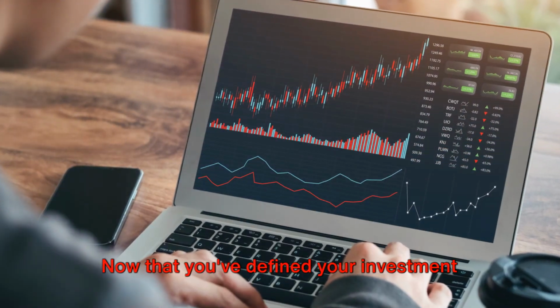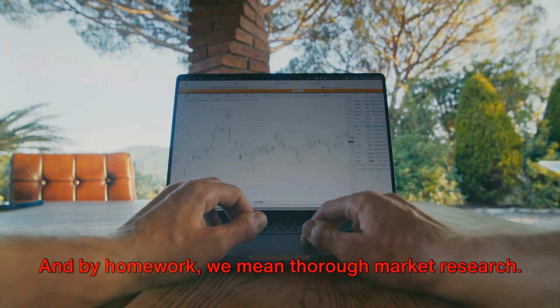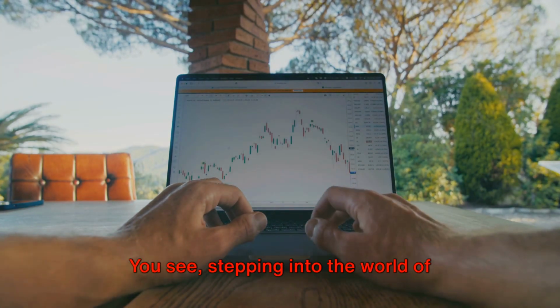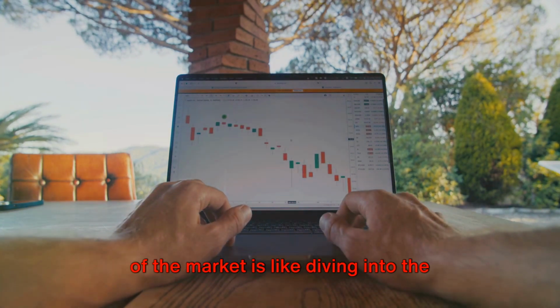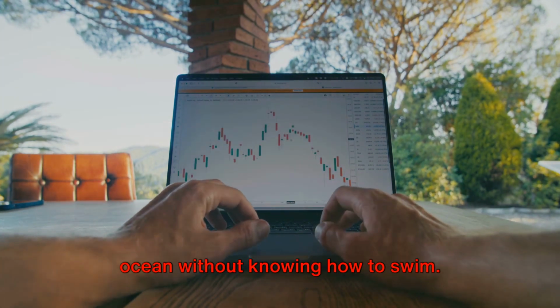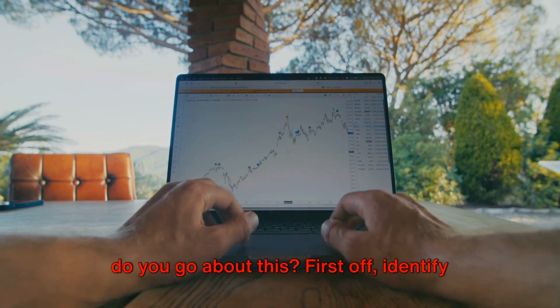Now that you've defined your investment objectives, it's time to do some homework. And by homework, we mean thorough market research. You see, stepping into the world of investment without a solid understanding of the market is like diving into the ocean without knowing how to swim. You wouldn't do that, would you? So how do you go about this?